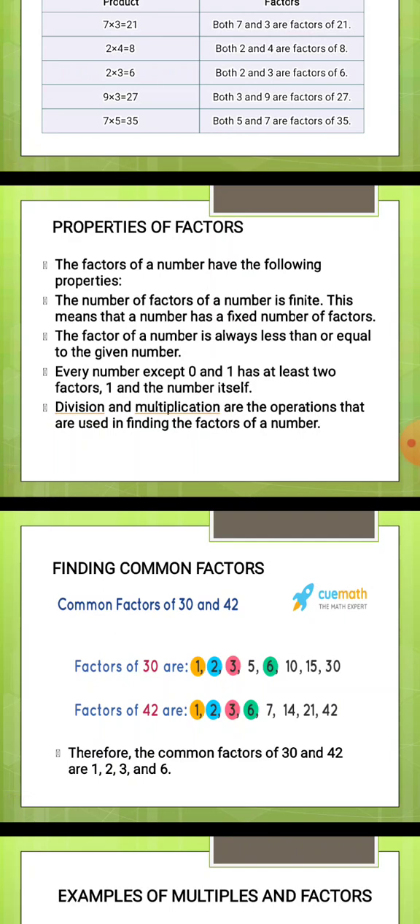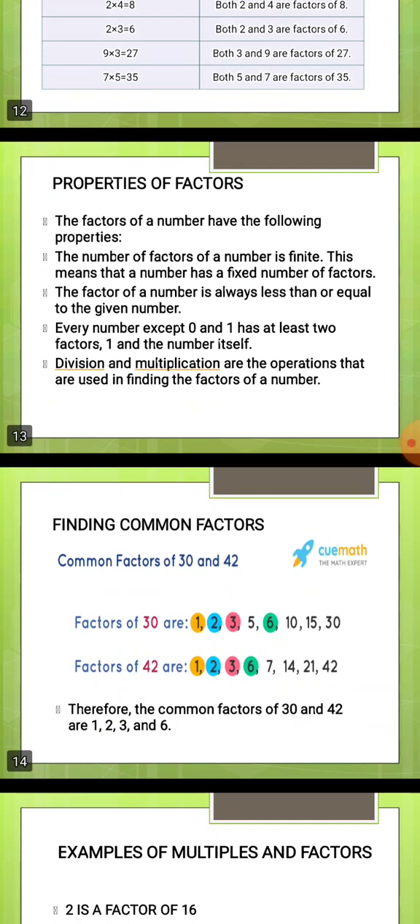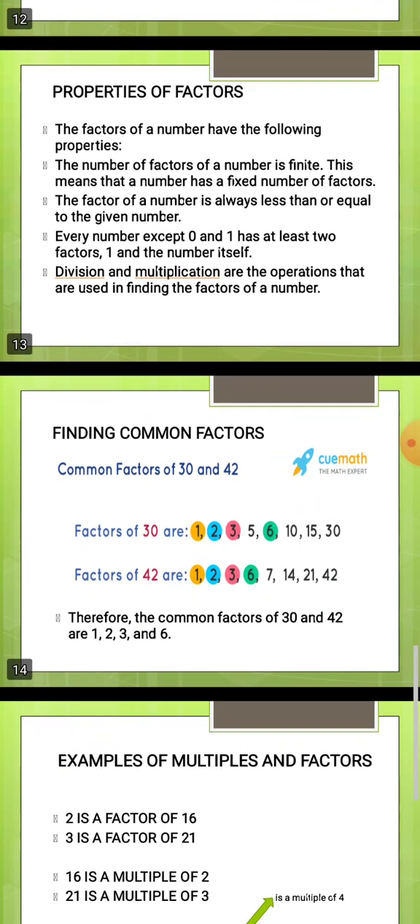So properties of factors. What are the properties of factors? The factors of a number have the following properties. The number of factors of a number is finite. But in the case of multiples, you can see we have infinite number of multiples. But it's not the same in the case of factors. The number of factors of a number is finite. This means that a number has a fixed number of factors.